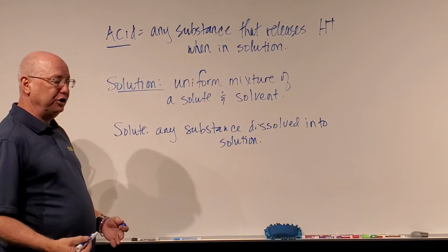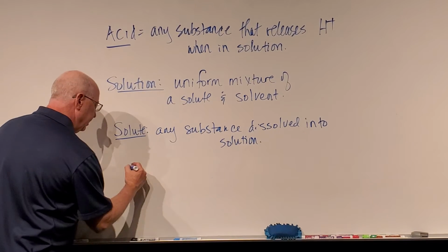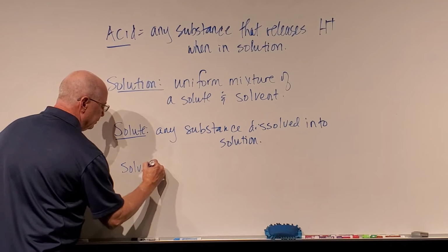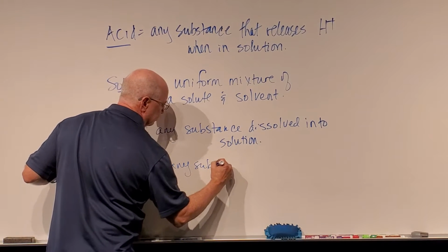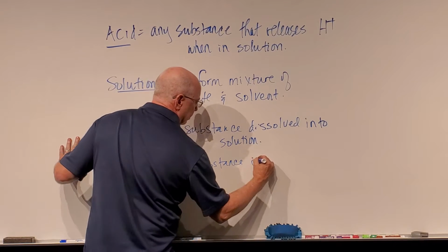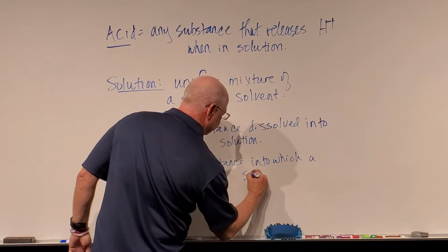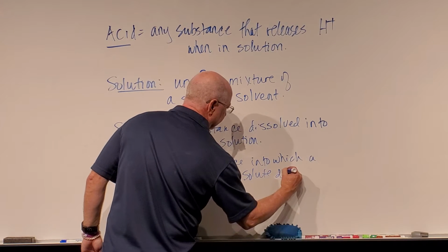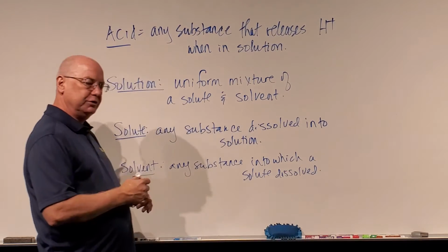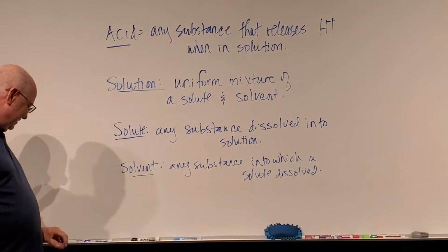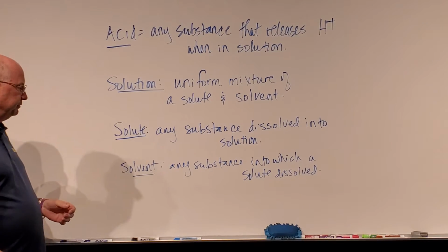Again, these are kind of circular arguments because, okay, I'm using the same terminology, but what does this stuff mean? What is a solvent? Any substance into which a solute is dissolved. Oh my God. This is why chemistry becomes hard, because you're learning all this language, but you don't know what it means. A solution is a uniform mixture of a solute and a solvent.